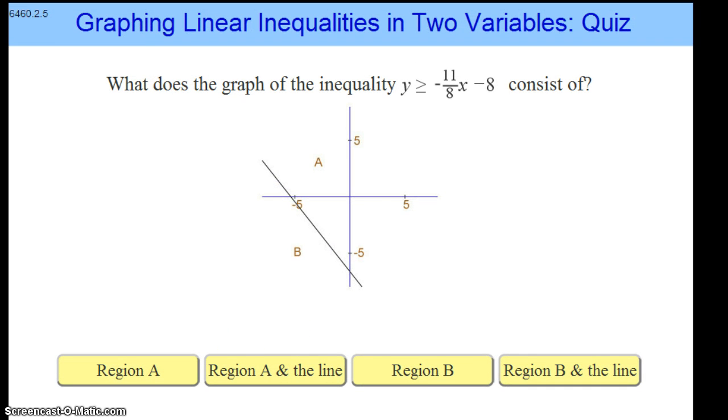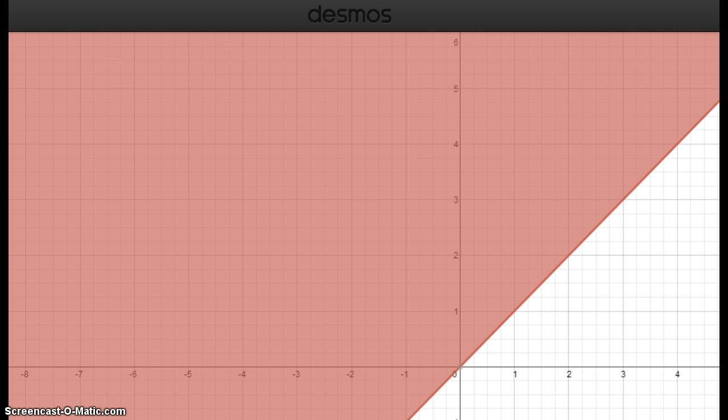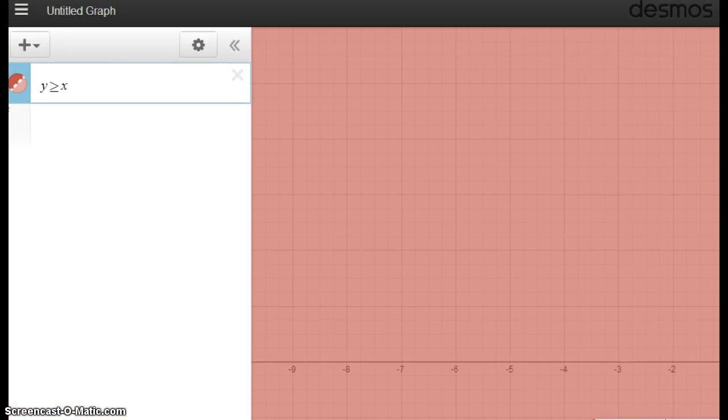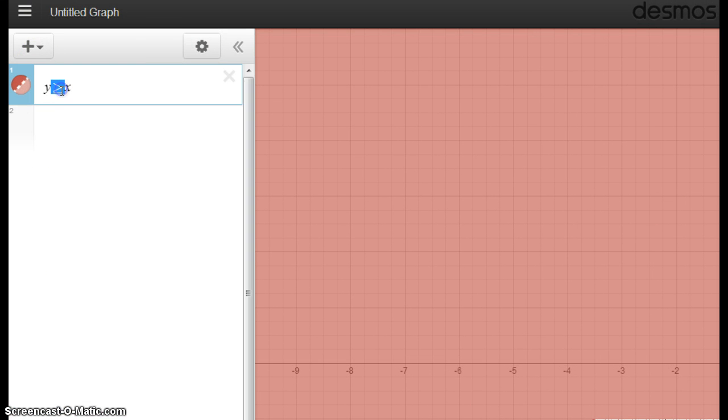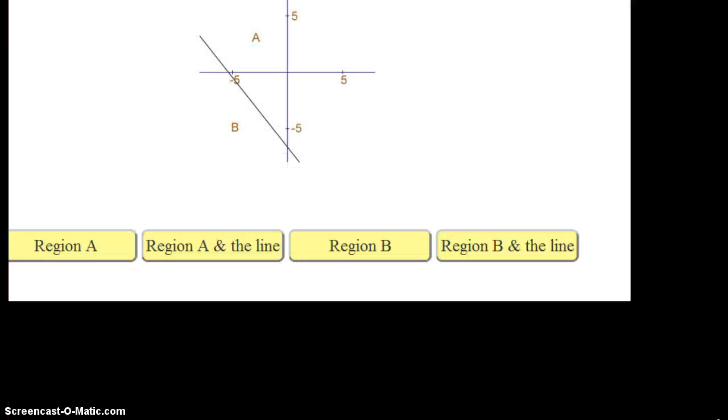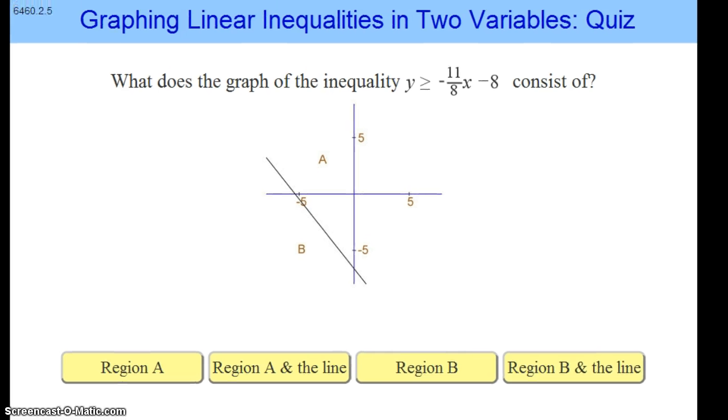One last thing is that you can see the line is a solid line here, and that's because we have greater than or equal to. If we change this to strictly greater than, you can see we have a dotted line. Dotted lines typically represent strictly greater than, without the or equal to. Here we have y greater than or equal to, so it's going to include the line.